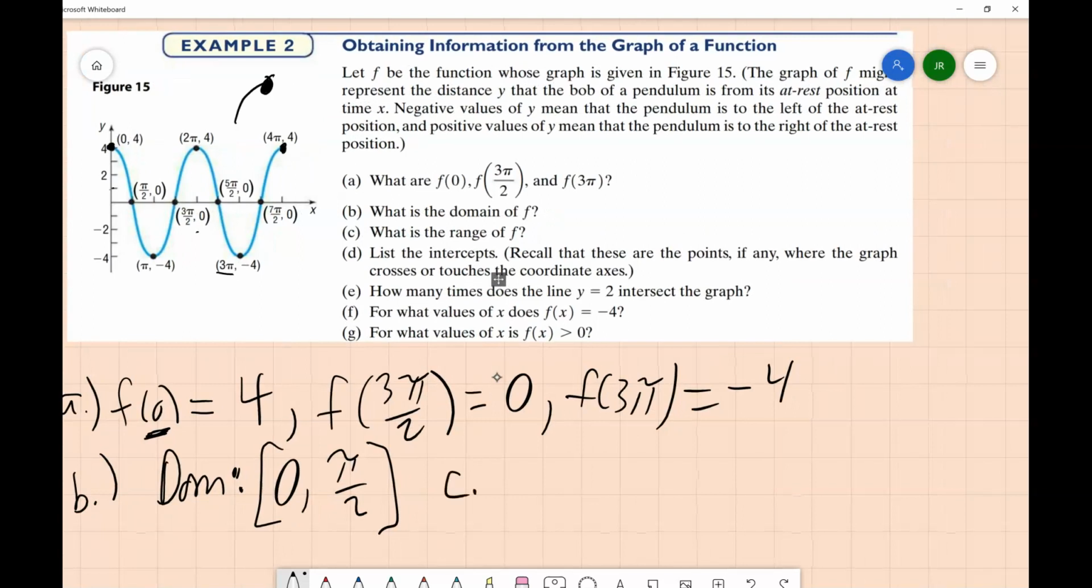All right, part C, the range. The range is the y values. What all y values are represented in this function along this y-axis? What about -5 or -100? No. When does it begin? What's the lowest point on the y-axis where the blue curve begins to have those values included? -4. -4 is the lowest point where those values are included.